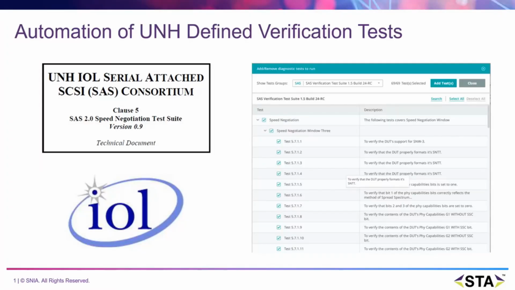This video will cover how protocol analyzers with Jammer and exerciser capabilities can be used to test and validate different aspects of the SAS protocol. The University of New Hampshire's Interoperability Labs defines tests for many different protocols and technologies. They define some SAS-related verification tests. While the tests were defined for SAS 2.0 speeds, we have updated our exerciser tests to cover 24 gig as well. By automating these tests, companies can quickly run verification tests on their devices and identify and resolve issues early in the development cycle.